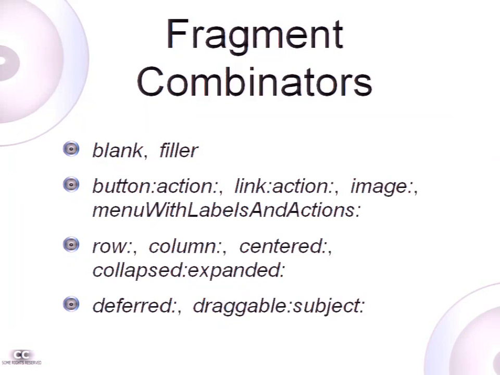Or if you have a piece of UI that you need to do in the background because it's expensive to compute, there's a deferred combinator. It takes a closure that computes a fragment and goes off and does it, and will fill in the UI at that point when it's done. We do drag and drop this way as well. So there's essentially a draggable combinator that lets you make something be draggable.